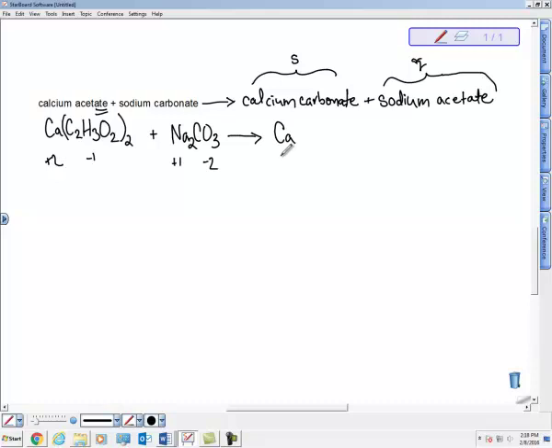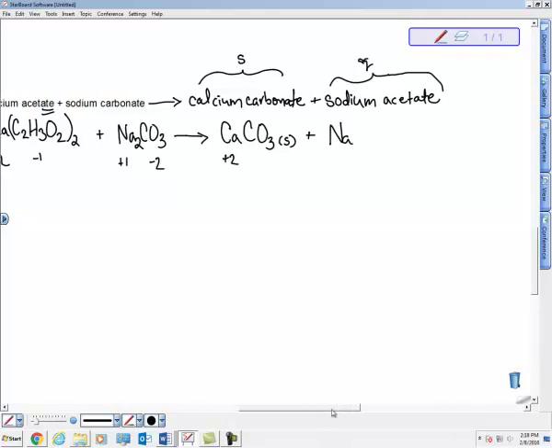You already got the charge of calcium. You already got the charge of carbonate. And this guy is our solid. He's our precipitate, so I'm going to go ahead and label that right now. And then sodium acetate. Na is a +1. Acetate. Let's see. C2H3O2, -1. And I already know he's soluble, so I'm going to go ahead and label AQ.